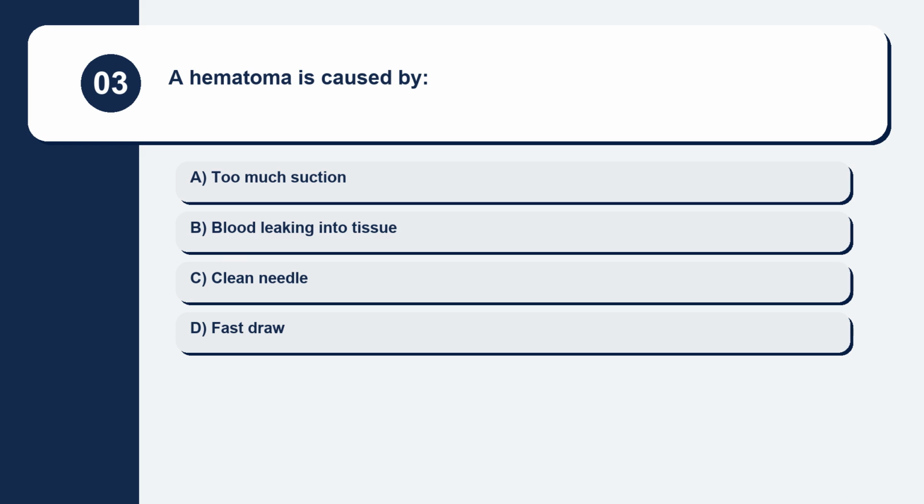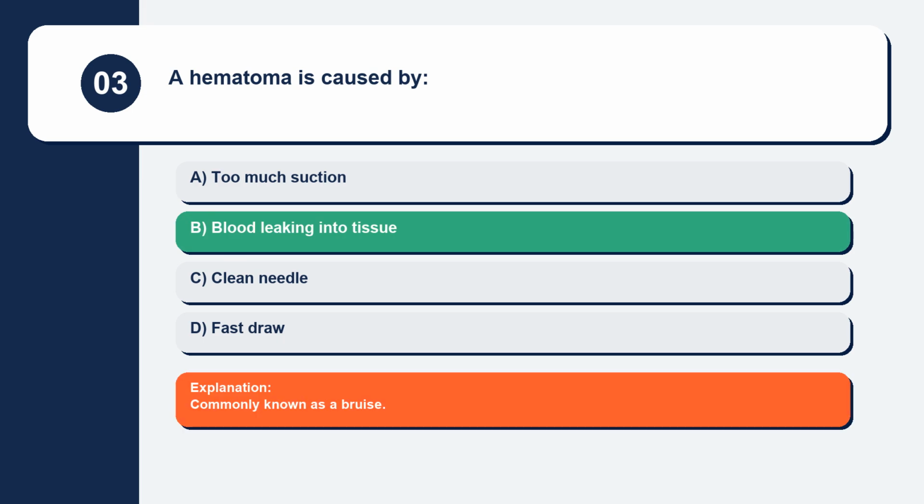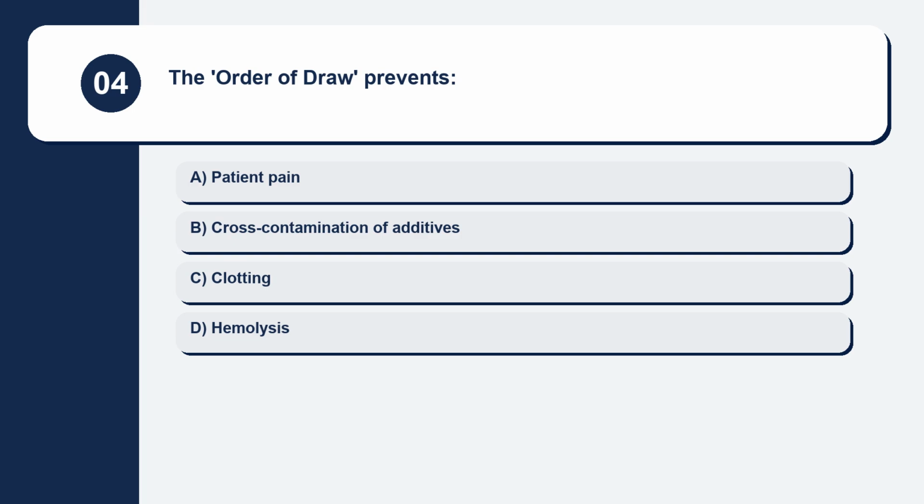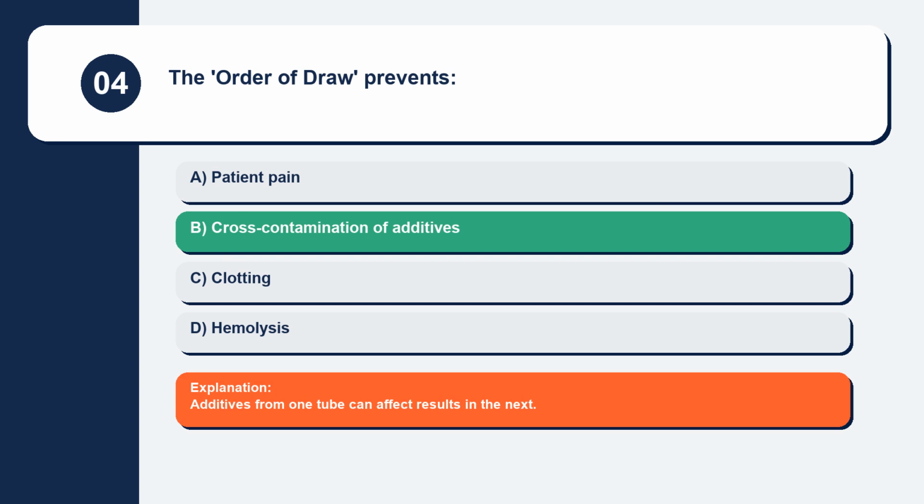Question 3. A hematoma is caused by too much suction, blood leaking into tissue, clean needle, fast draw. Commonly known as a bruise. Question 4. The order of draw prevents patient pain, cross-contamination of additives, clotting, hemolysis. Additives from one tube can affect results in the next.